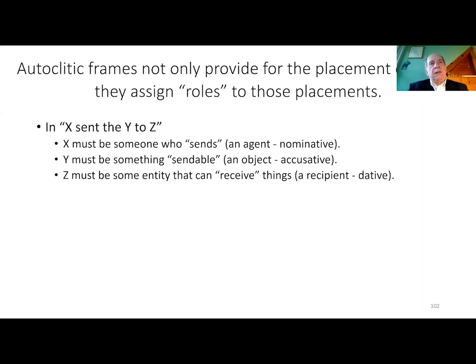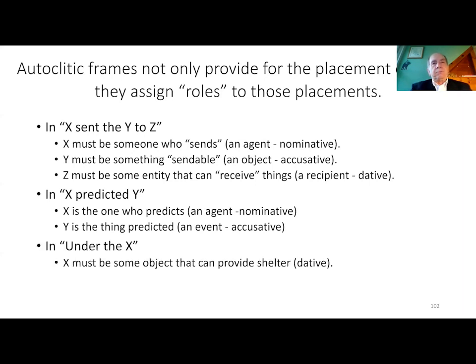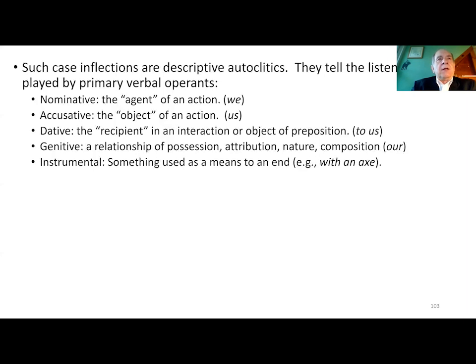So these autoclitic frames come with them a kind of obligation. X agent sent the Y accusative to Z dative. Now, we don't consciously think about these things, but we apparently unconsciously do so. X predicted Y, X is the one who does the predicting, Y is the thing predicted, and so on. Under the X, X has to be some object that can provide shelter, therefore it's in the dative case.